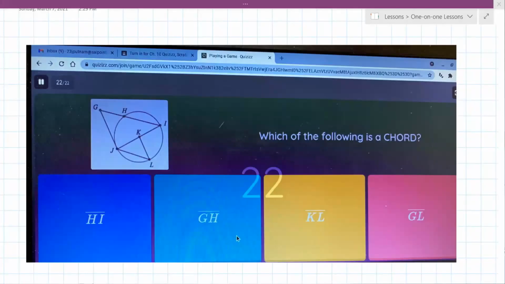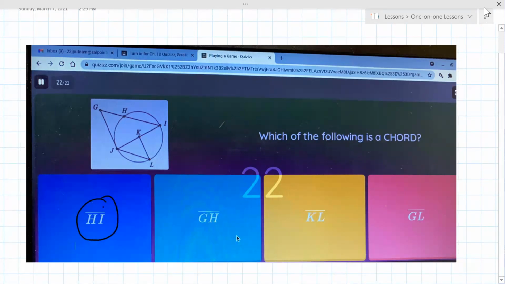Okay, great. So if you're seeing my screen, you should see question 22. Do you see that? Yes. Okay, so a chord, very important, a chord does not go through the center. Like HI is a chord. For example, JL is a chord. J to I is not a chord because it goes through the center. So it's on the circle, but it doesn't go through the center. So that's why that is correct.